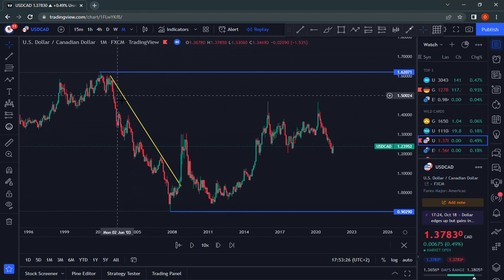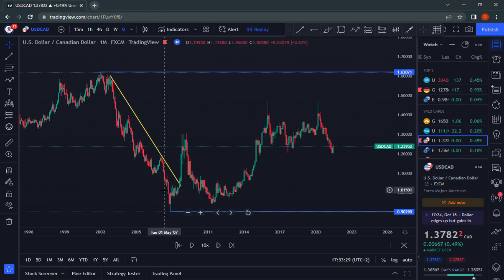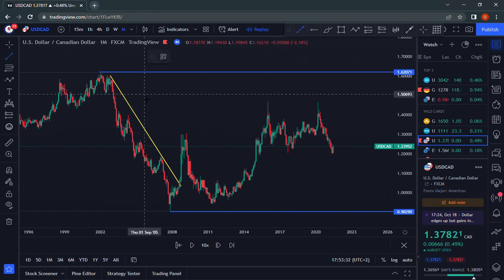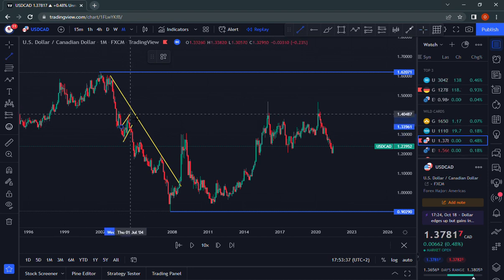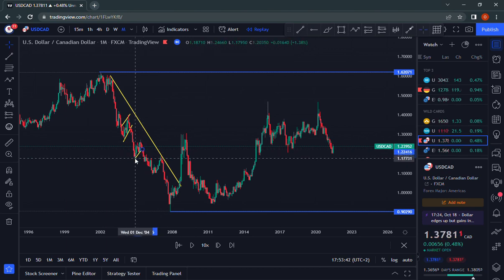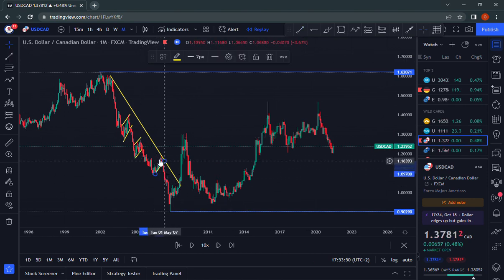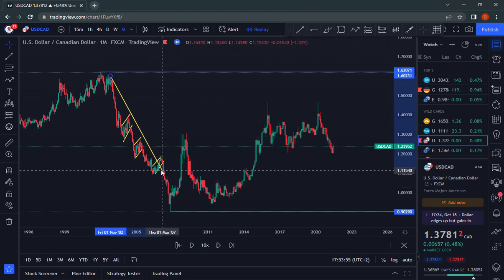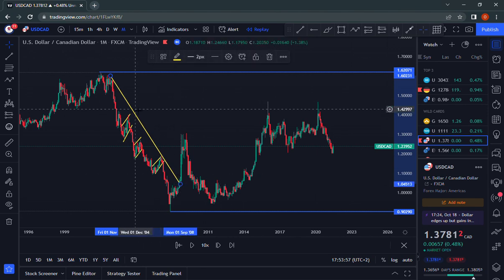So if you were trading this move to the downside here, what you're going to be trading is what? We have impulse, correction, and then impulse, correction, and then impulse, correction. So from here, below this trend line, we are trading this impulse correction, impulse correction.